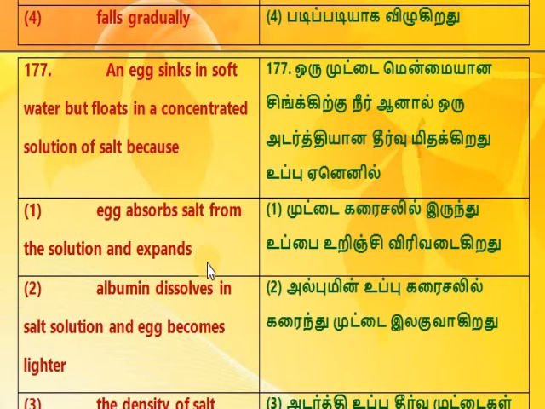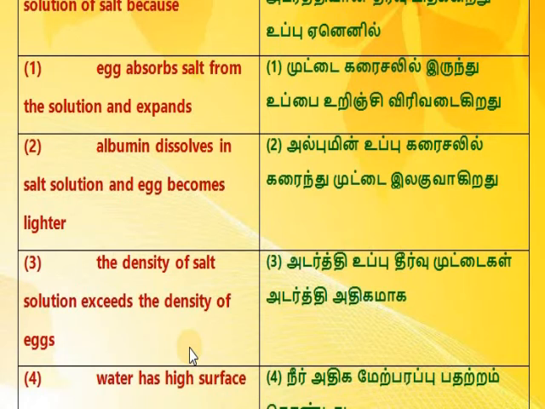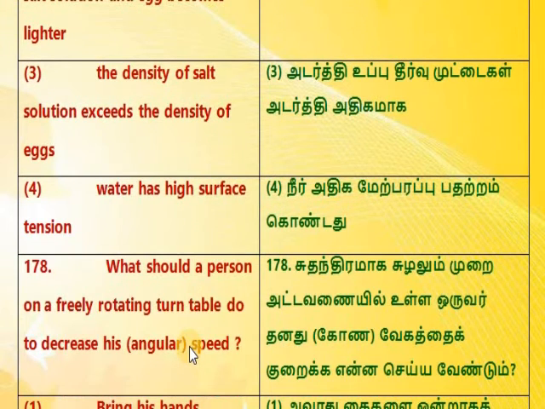177. An egg sinks in soft water but floats in a concentrated solution of salt because 1. Egg absorbs salt from the solution and expands. 2. Albumin dissolves in salt solution and egg becomes lighter. 3. The density of salt solution exceeds the density of eggs. 4. Water has high surface tension.